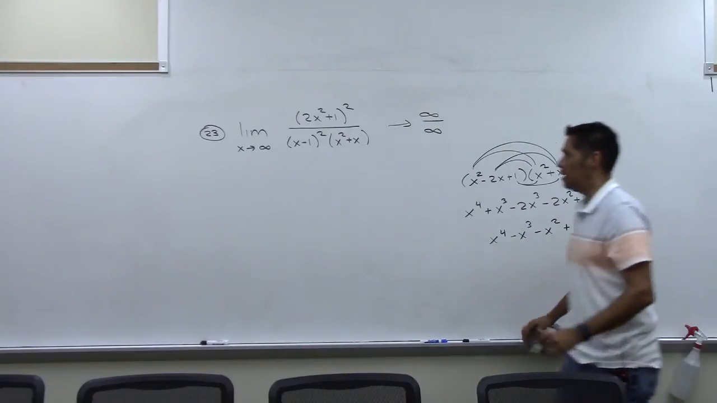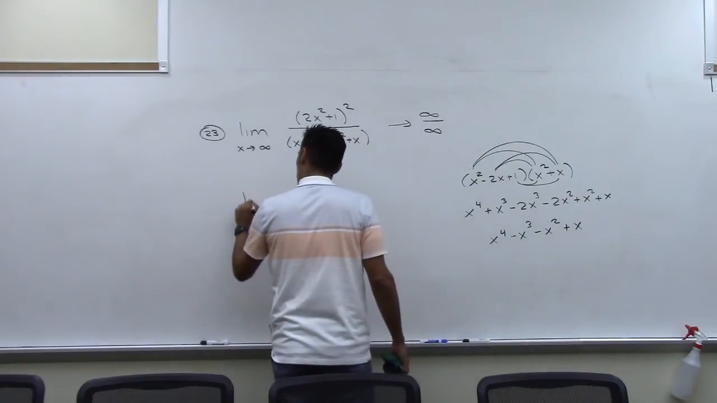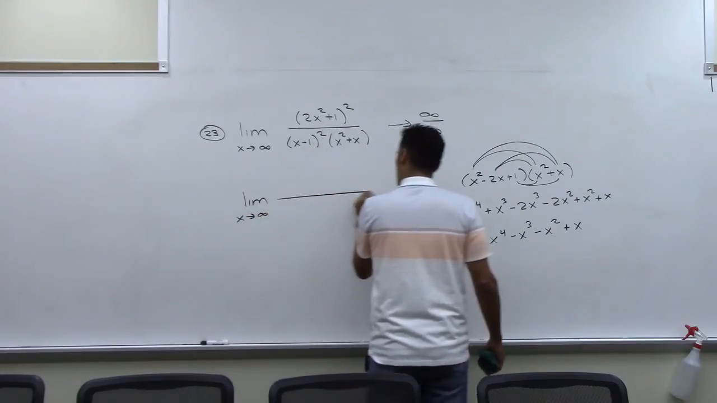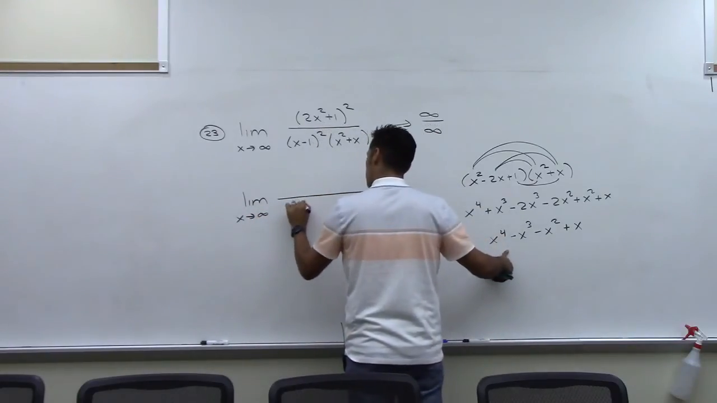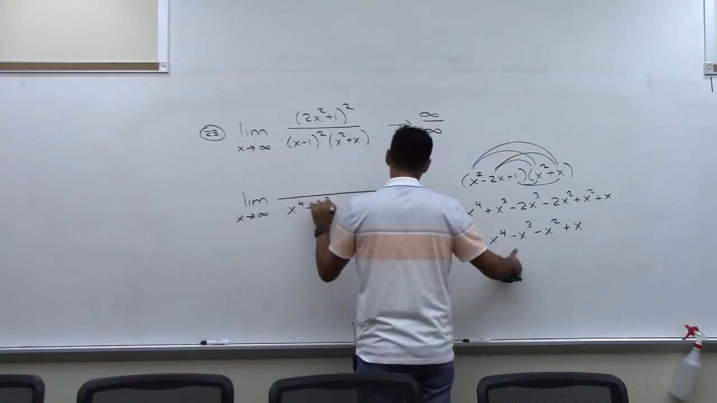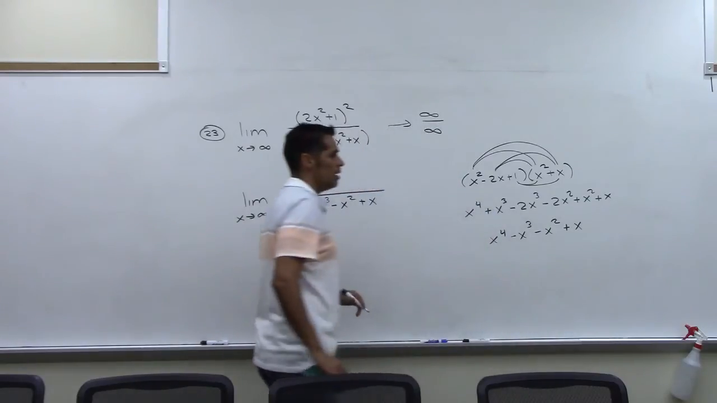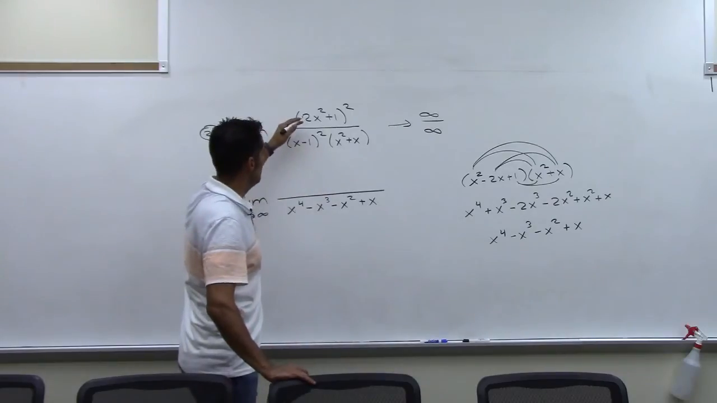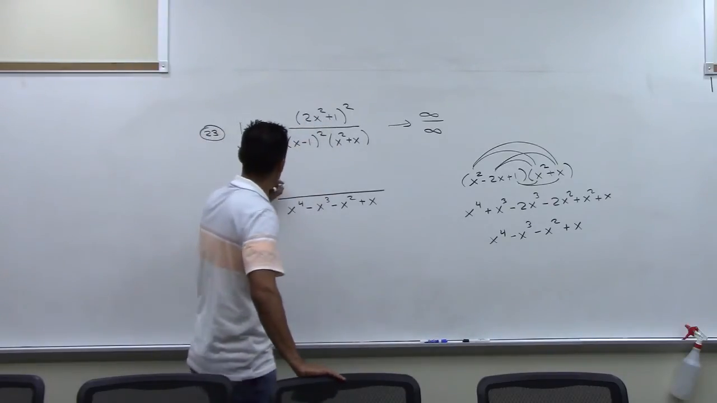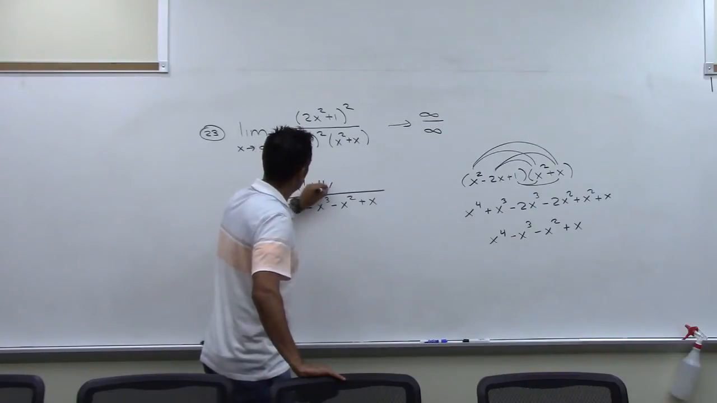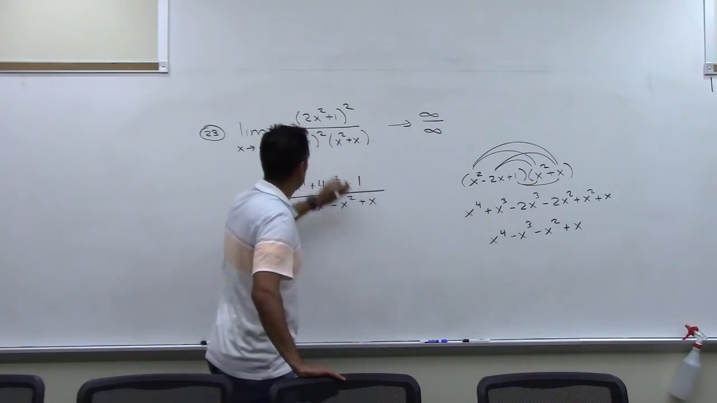So that's my denominator. So I'm going to rewrite this. x to the fourth, minus x cubed, minus x squared, plus x. And in the numerator, I actually have to do the same thing. I have to multiply that times itself. And when I do that, I should get 4x to the fourth plus 4x squared plus 1. I'll let you do that yourself.